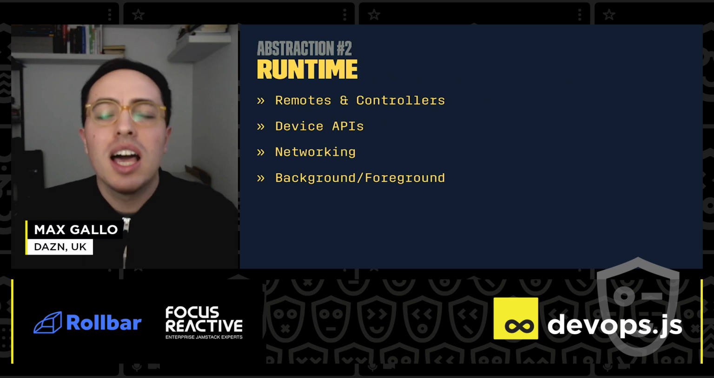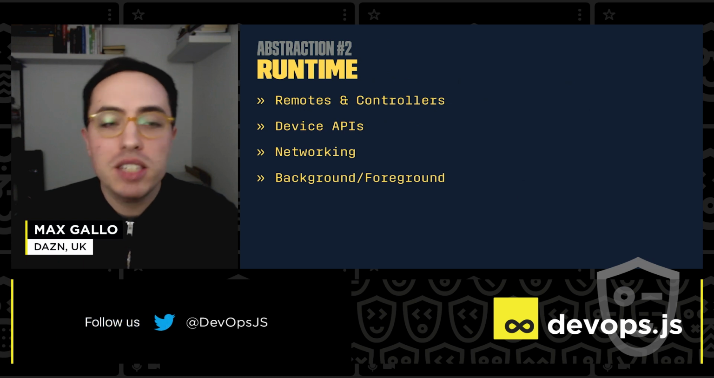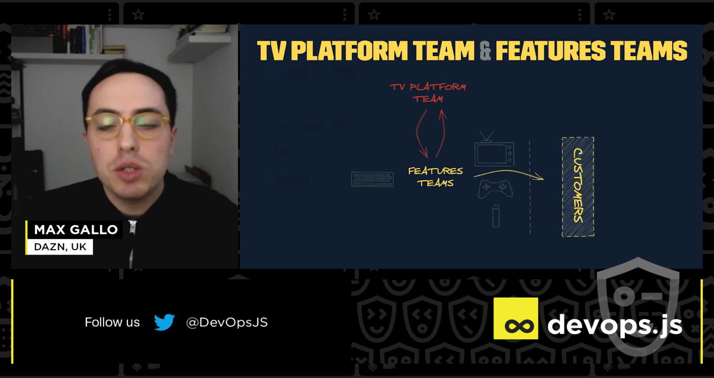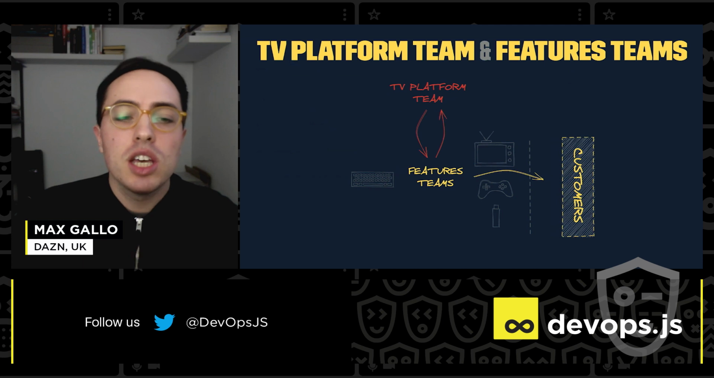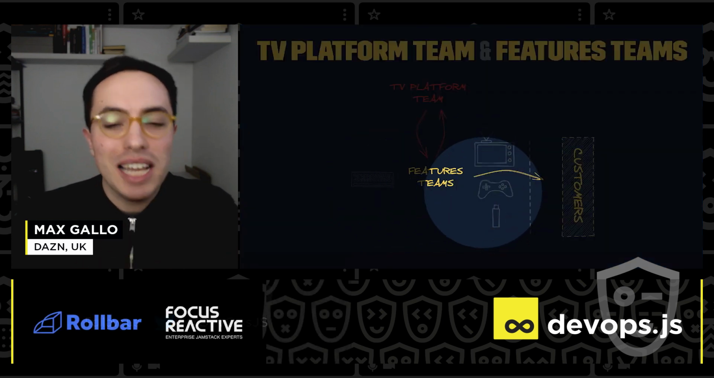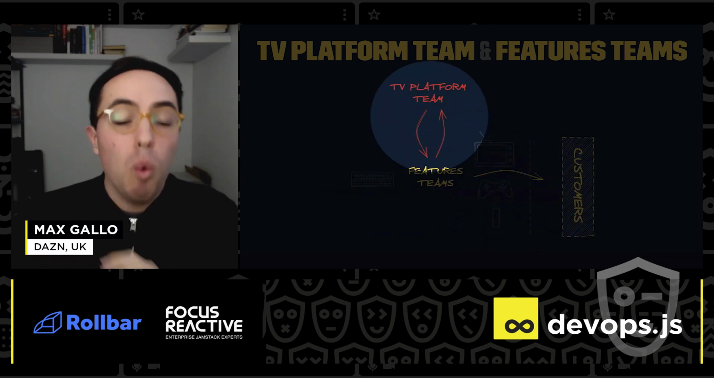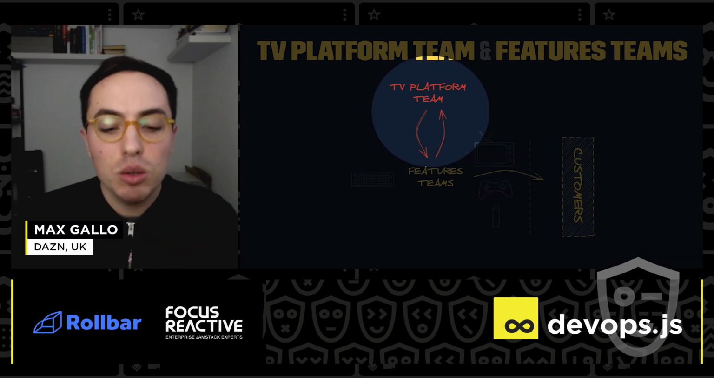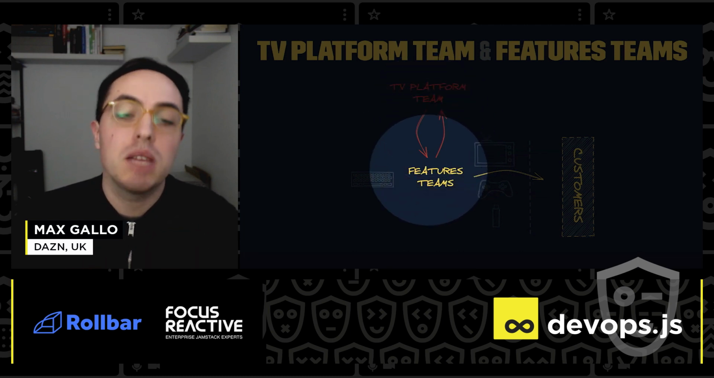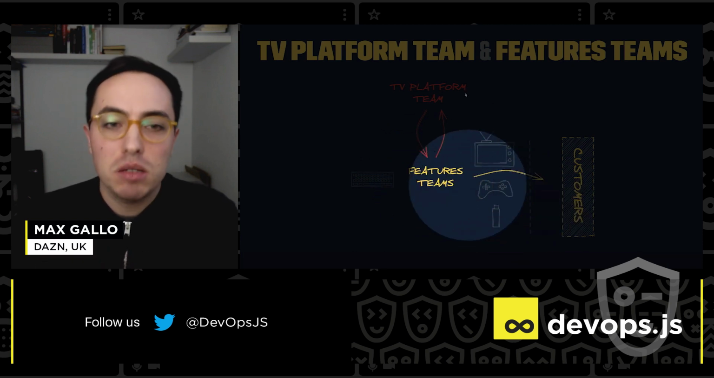So all of these are solutions that we put in place to enable feature teams to be autonomous, to go from developing their specific feature to testing and seeing their changes on the devices to our customer, with the help of the tools and the solutions from the TV platform team. So feature teams being autonomous, going to customers.